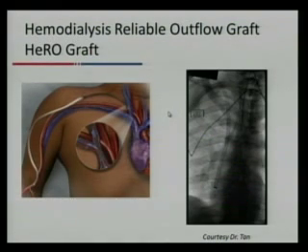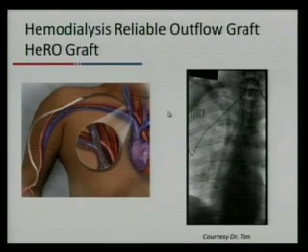Now there's a device called the HERO device. The HERO device is specific for patients who have central vein stenosis. Say your patient has everything gone, all sites are gone, cannot put an access anywhere, and there's only one catheter left in the neck. What do you do?